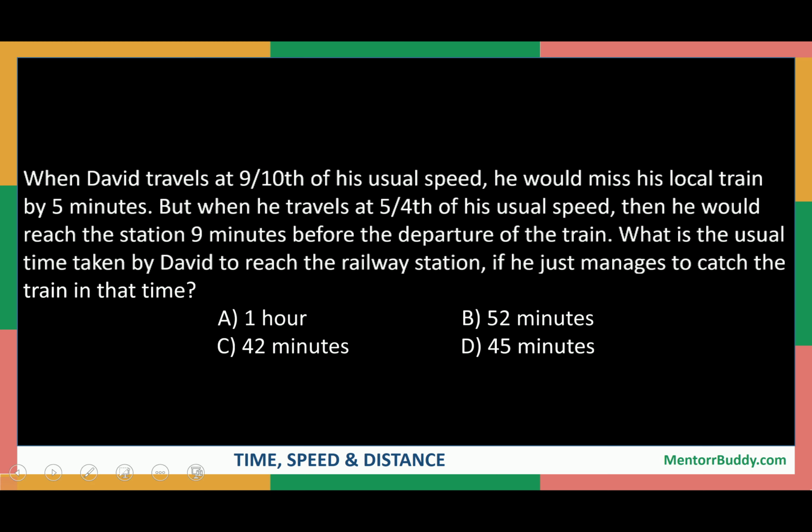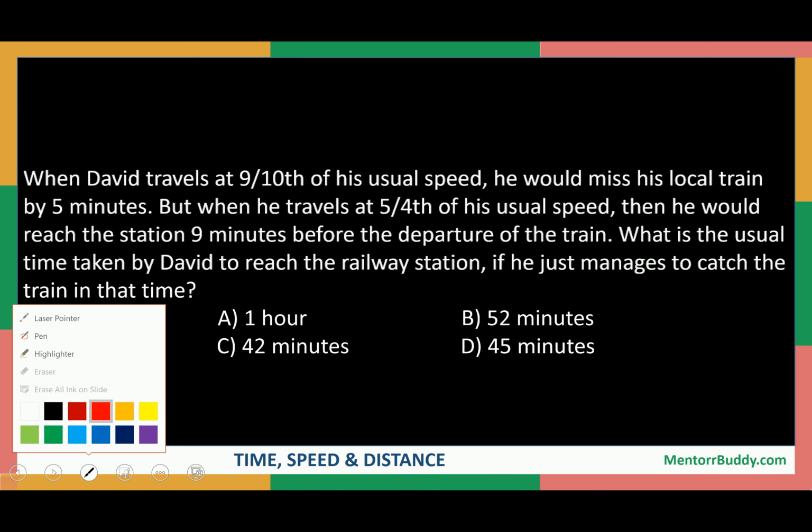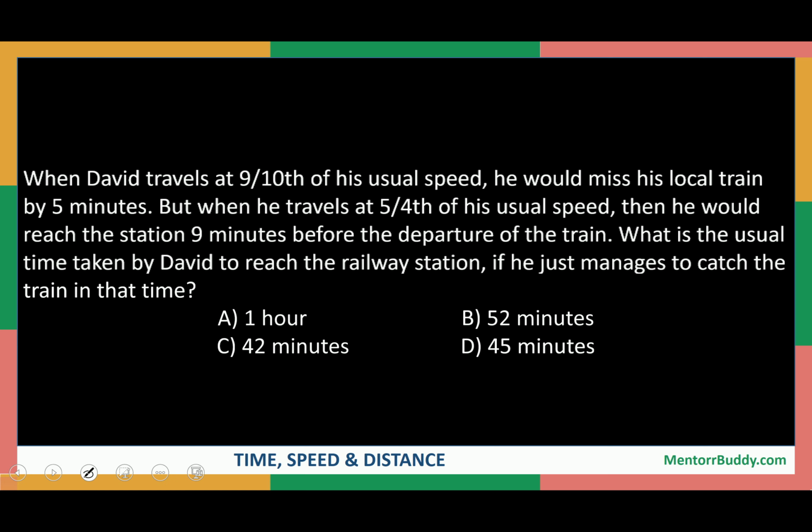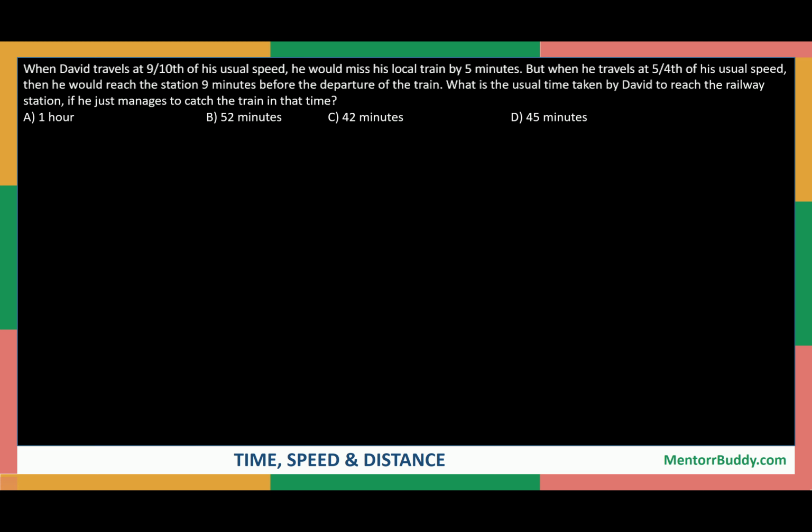Okay friends, this is a pretty straightforward question which shows that once the speed is decreased, he is missing the train, and when he is increasing his speed, he is catching the train. So what will be the usual time in which he is just managing to catch the train on time? Let's suppose he is able to catch the train normally in t time, that is, the usual time is t. As we all know, the basic formula of speed is equal to distance upon time.